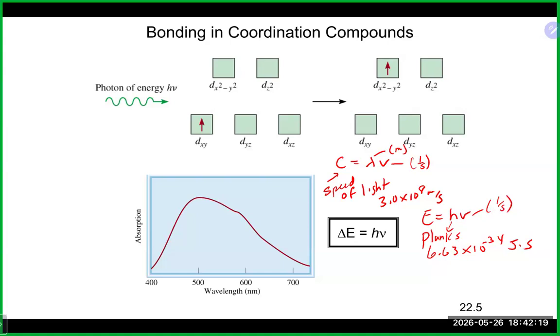And as you might also remember, you can substitute those two equations together and get hc divided by the wavelength. So if you know the wavelength of light, you can figure out the energy associated with it. If you know the frequency, you could also get the energy associated with it.